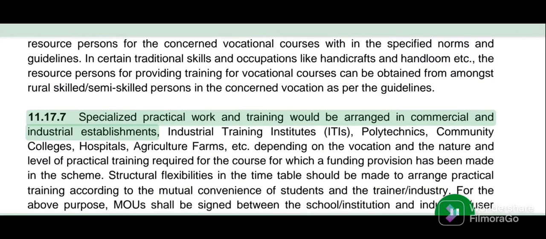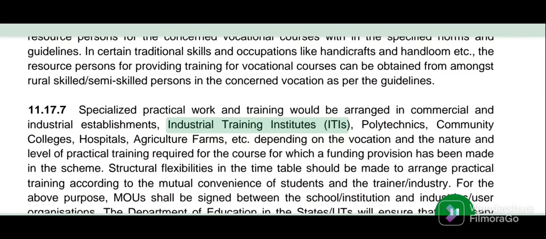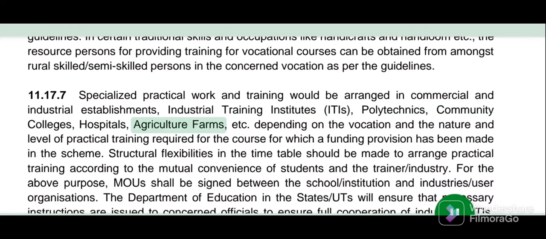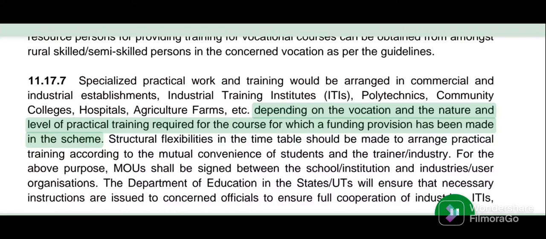11.17.7 Specialized practical work and training would be arranged in commercial and industrial establishments, industrial training institutes, polytechnics, community colleges, hospitals, agriculture farms, etc. depending on the vocation and the nature and level of practical training required for the course for which a funding provision has been made in the scheme.